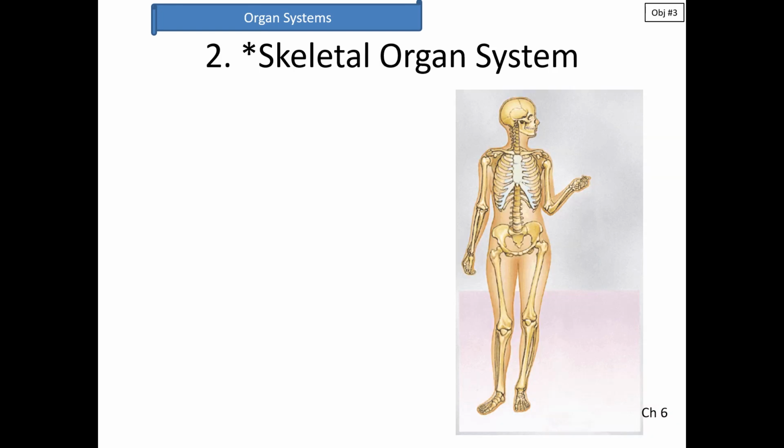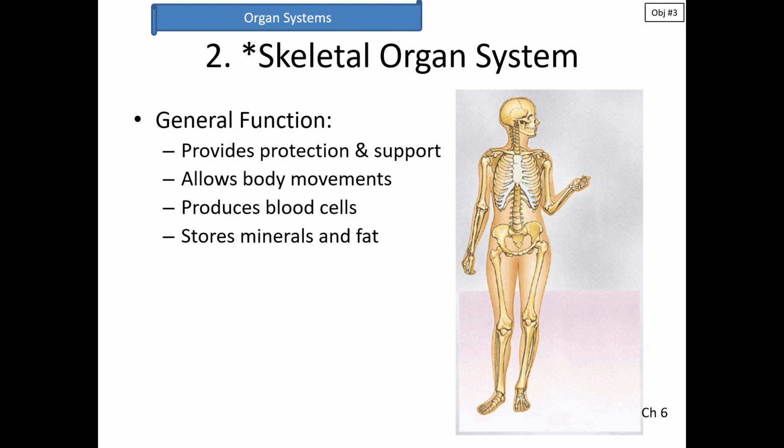Skeletal system, another one that we're going to discuss in Anatomy 1. The skeletal system provides protection and support, which I don't think that's probably a surprise. Allows body movements. It attaches with the muscles, which are attached to the bone. They contract and they help move the body. So the two organ systems together help allow body movements.